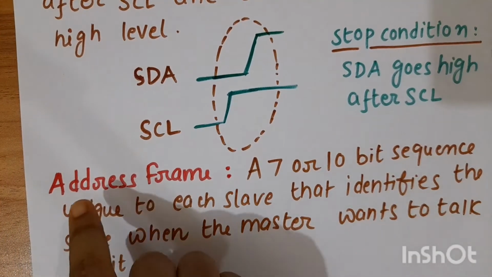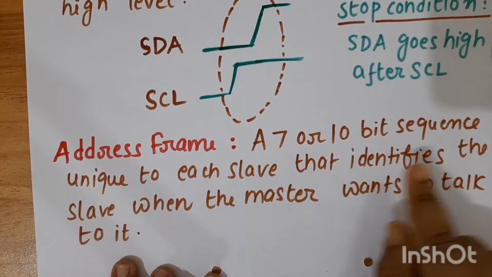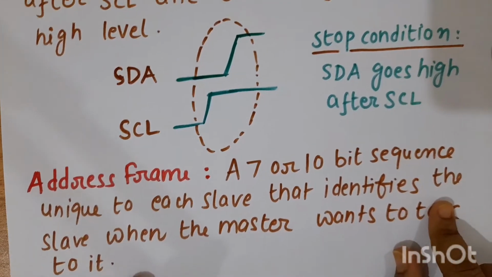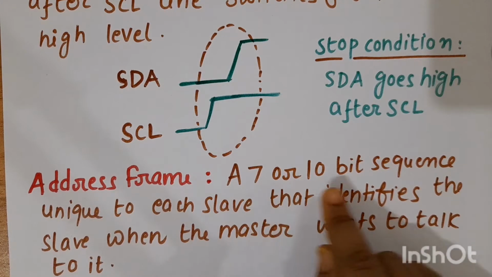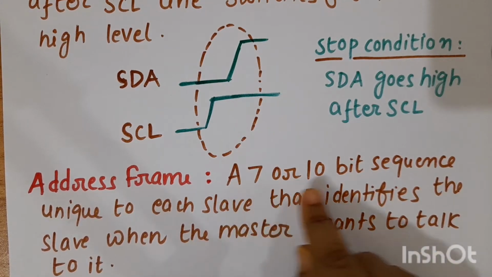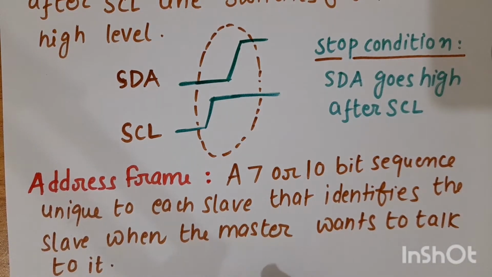Now the address frame. We have 7-bit addressing mode and 10-bit addressing mode with respect to the I2C bus protocol. The address is a 7 or 10 bit sequence unique to each slave. In I2C we can have multiple masters and multiple slaves, or a single master with multiple slaves. So the communication is happening between multiple peripherals.